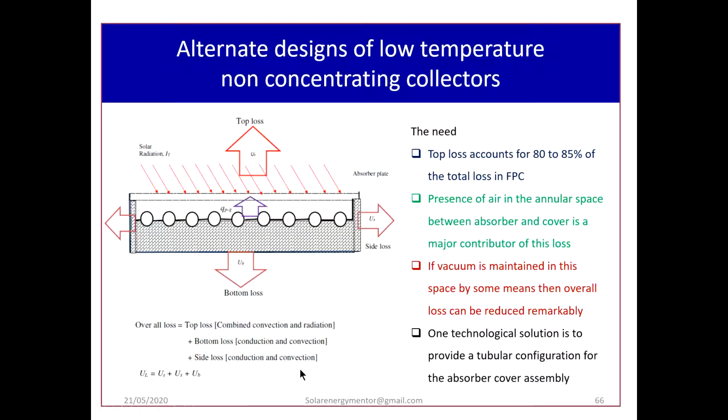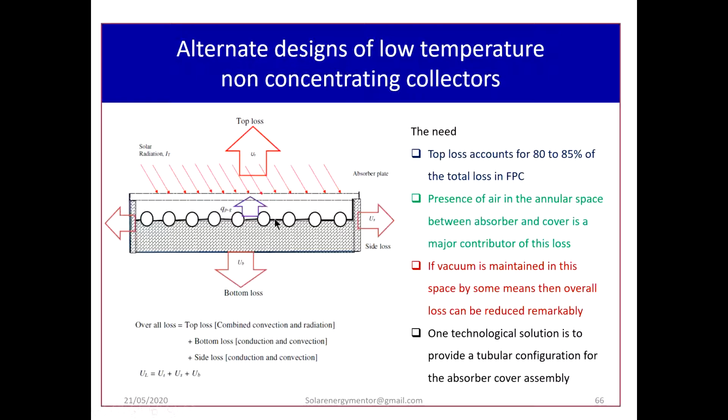Now we have seen in our previous presentations, while solving the examples, that we came across the top loss coefficient, and the top loss accounts for 80 to 85% of the total loss in FPC. For example, in the last numerical, the total loss came out to be 4.5 watt per meter square Kelvin. Out of that, 4.1 or 4.2 watt per meter square Kelvin is the top loss. So top loss is a major loss in a flat plate collector, which accounts for 80 to 85% of the total loss.